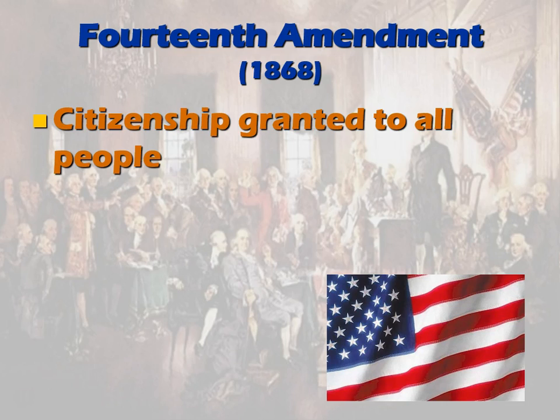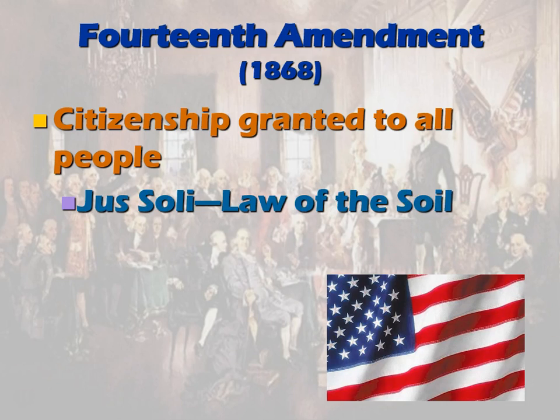It also sets forth the process of gaining citizenship. So there are two ways, the law of the soil and the law of blood. First of all, the law of the soil means that if you were born on American soil, on American land, on American property, you automatically have American citizenship. Even if your parents are illegal immigrants, even if your parents are on the United States soil illegally, if you are born on American soil, you are automatically an American citizen because of law of the soil.